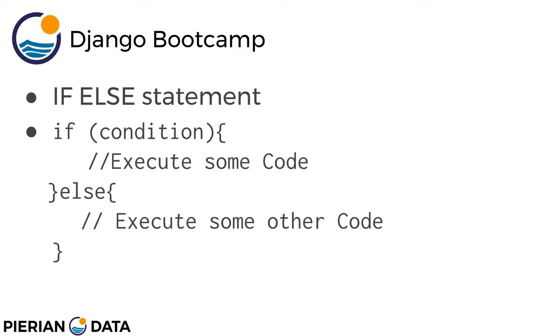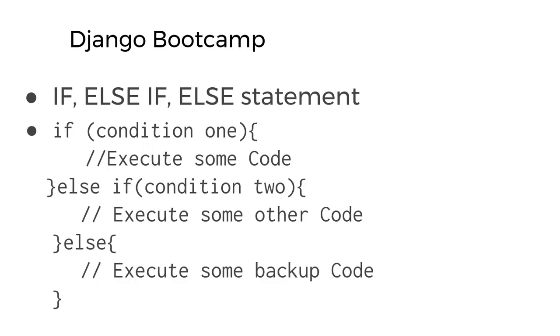Then there's the if-else statement. And the main logic behind this is, if some condition is true, you execute some code, that very first line there. Else, meaning if that condition was not true, you execute some other code. So here we're just checking if a condition is true, we execute some code. If it doesn't happen to be true, then the else statement occurs and we execute some other code.